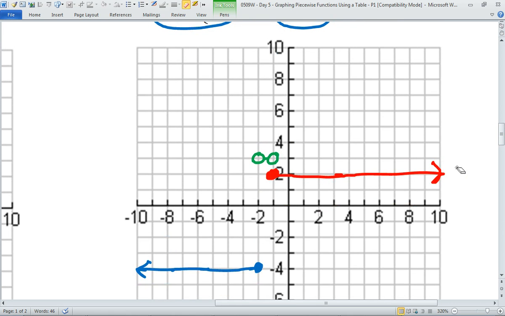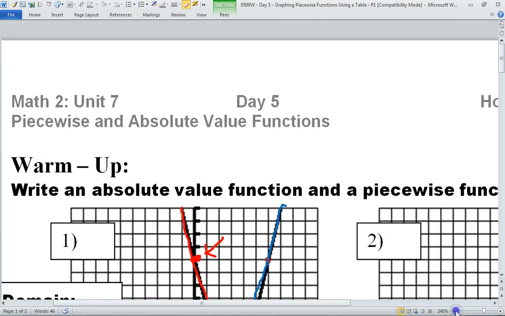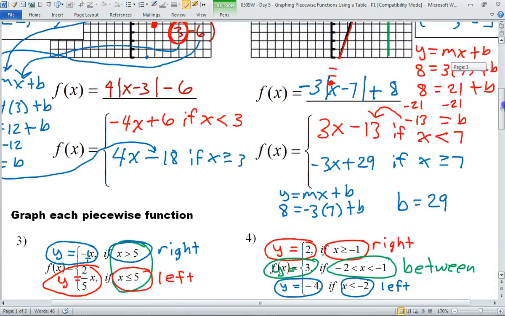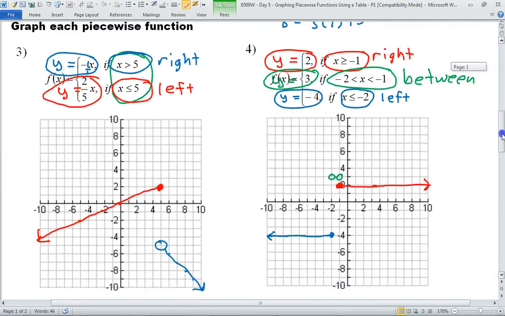So this is what your graph should look like for problem number 4. Any questions on that? Anybody lost? Okay. Let me zoom back out.